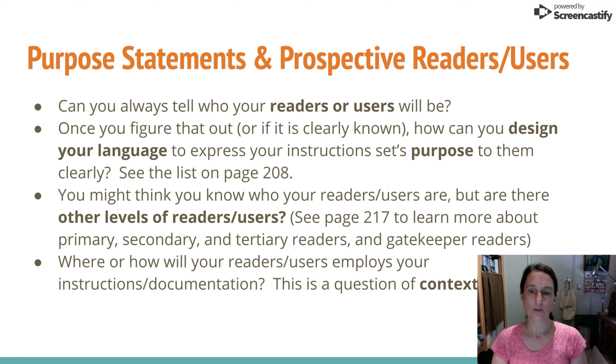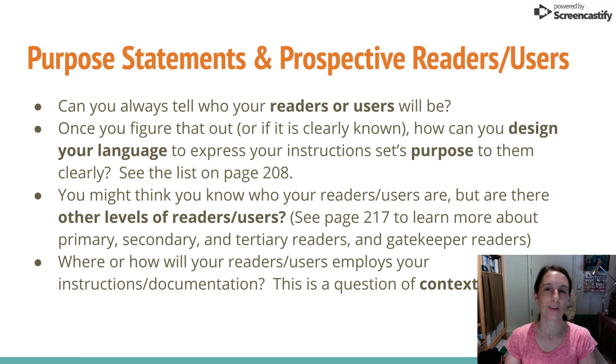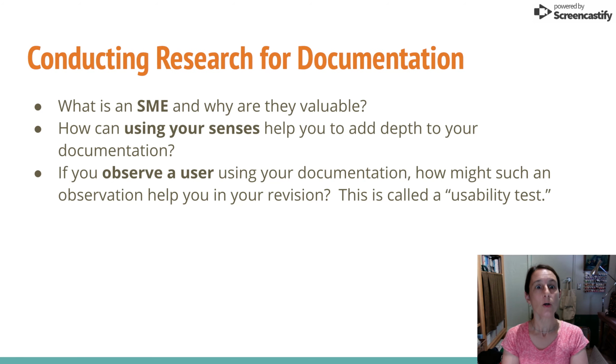So how will your readers and users employ your instructions or documentation? So if something is a print instruction set, let's say you work in a restaurant, and you work at the sandwich making counter, there might be some instructions adjacent to your workspace on a wall or on a flat tabletop, and you would need to refer to those for certain health safety protocols or processes for making a certain sandwich. That's going to be different than a situation when a user is accessing instructions via YouTube on a video. So you need to think about how and where your users will employ your instructions or documentation, and that's called the context of use.